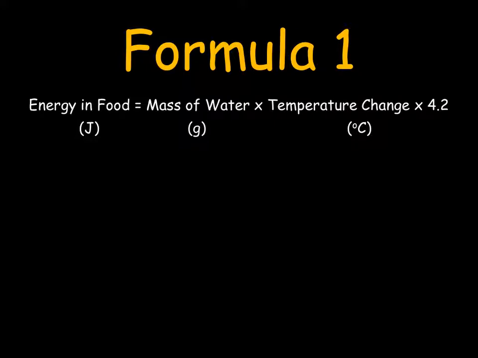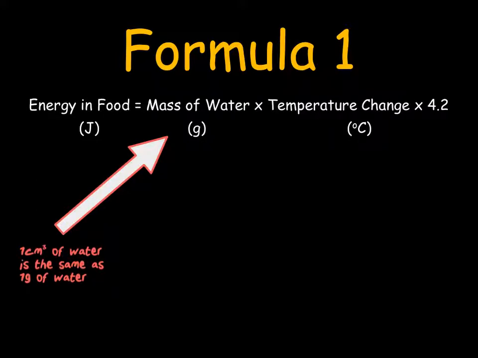Here we have the energy in the food in joules equals the mass of the water in grams times by the temperature change in degrees Celsius times by 4.2. The mass of the water is calculated using the volume, where 1 centimetres cubed of water is the same as 1 gram of water. The temperature change in degrees Celsius is worked out by taking the initial temperature of the water and taking that away from the final temperature of the water.